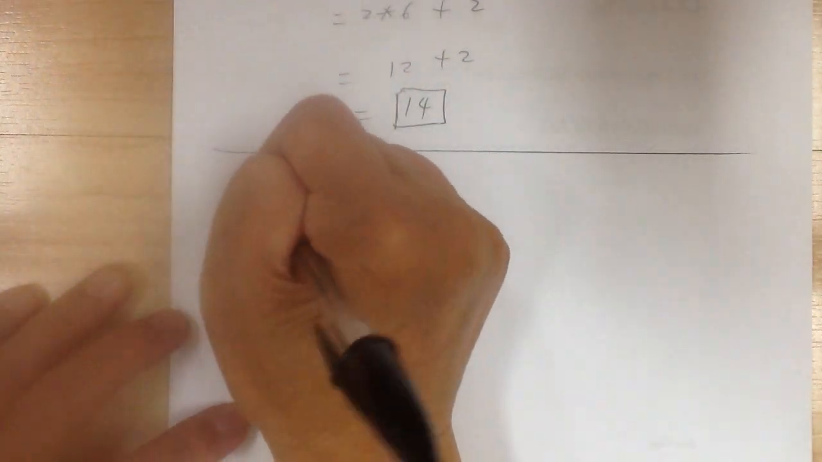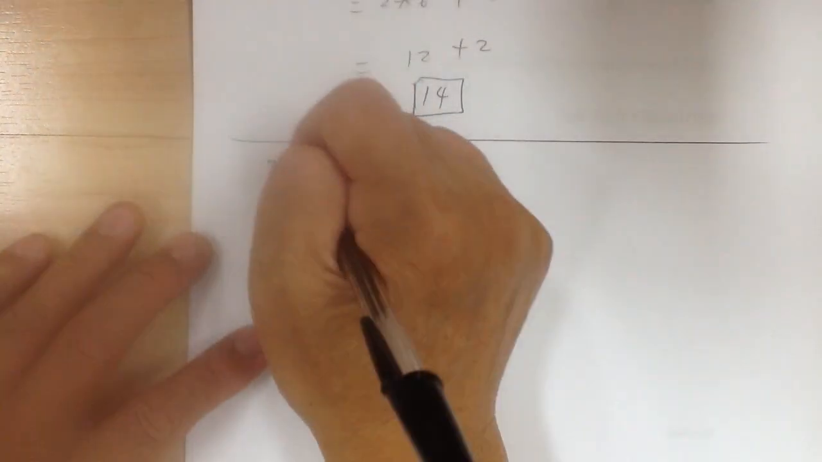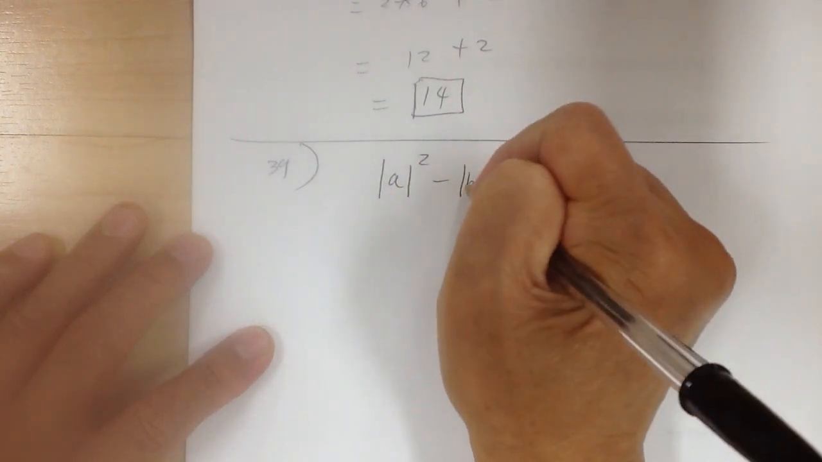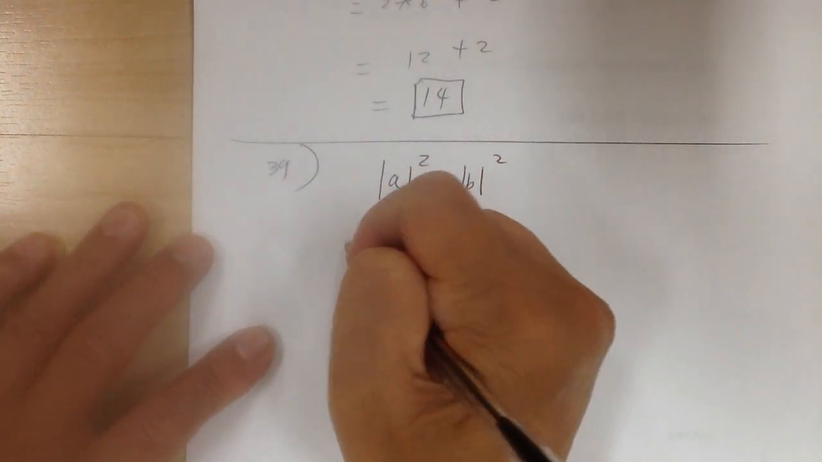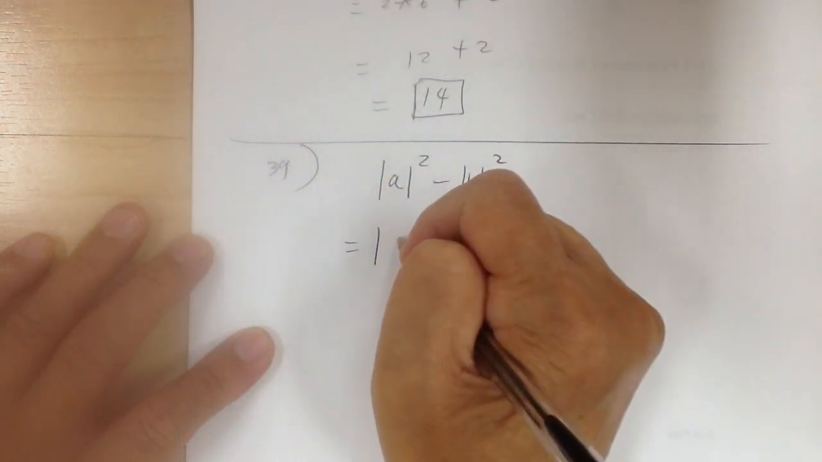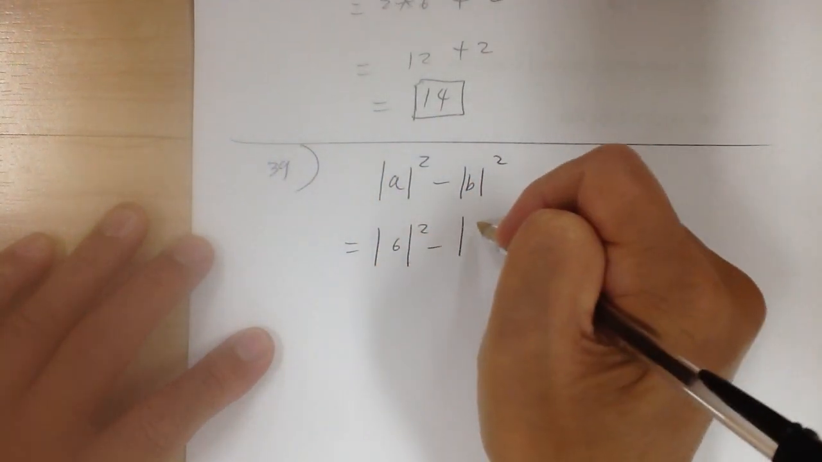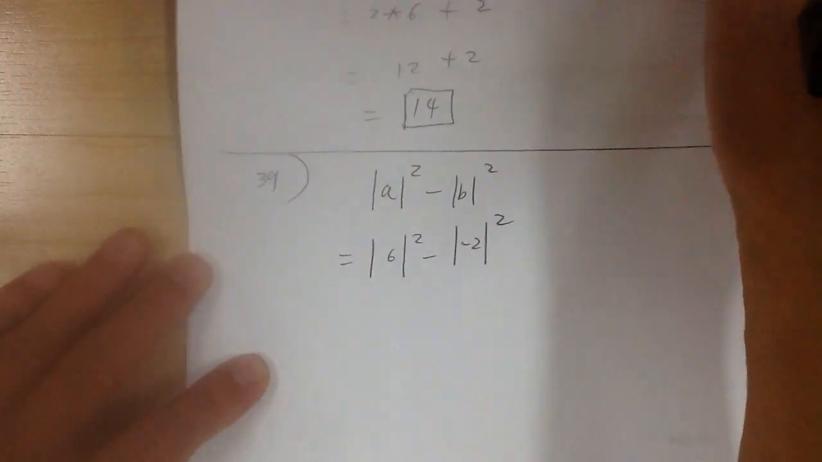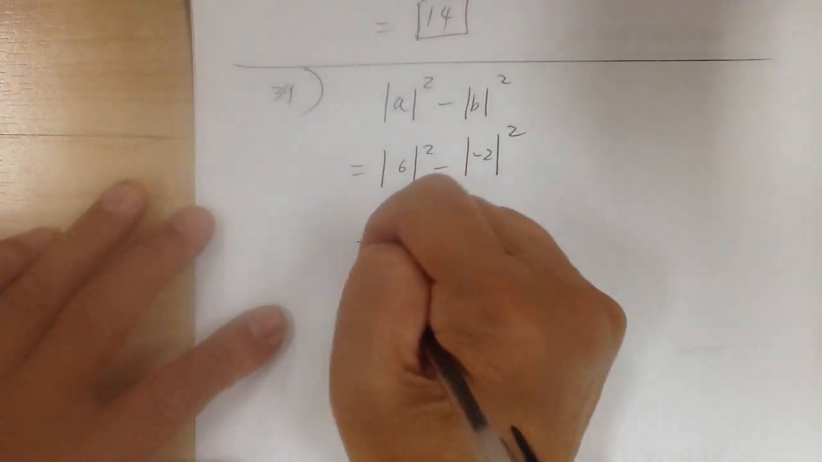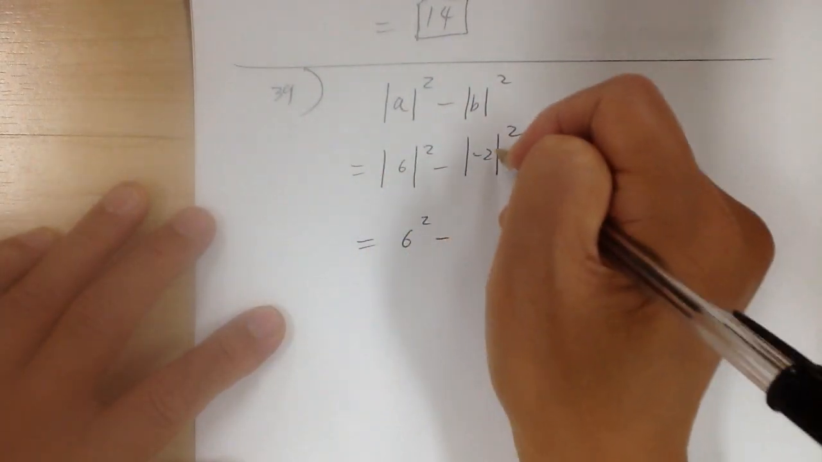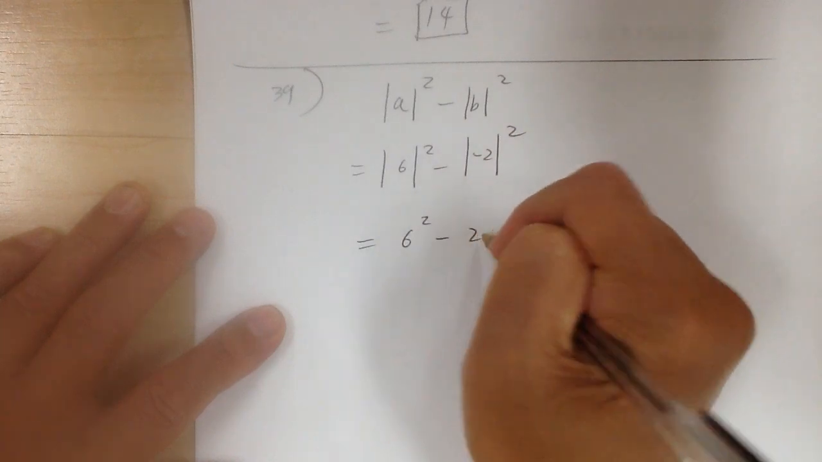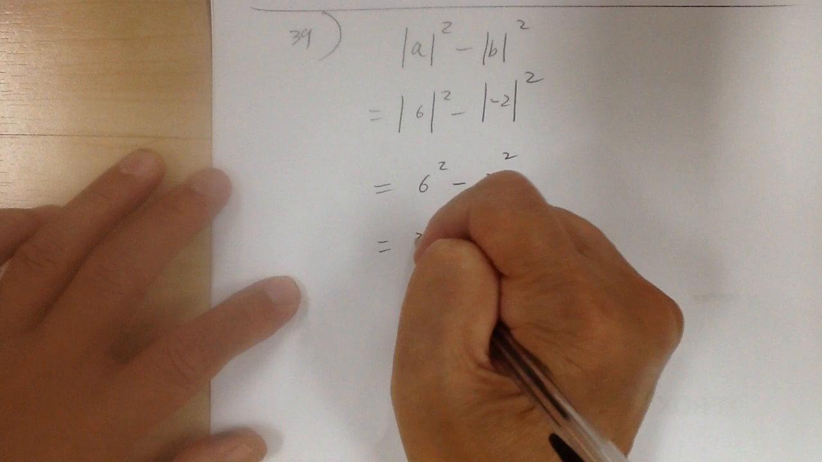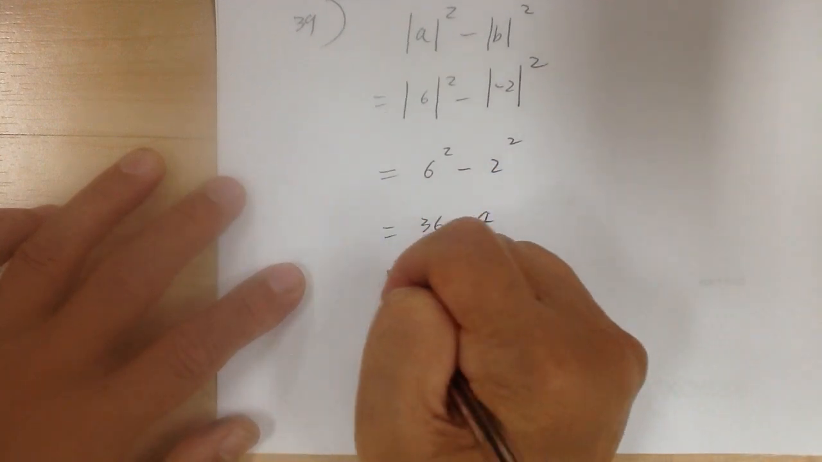Okay, number 39. You have the absolute value of a squared minus the absolute value of b squared. So substitute, a is equal to 6, b equal to negative 2. Again, you have to work out the absolute value first before you square it. So this will equal 6 squared minus, again, the absolute value of negative 2 is equal to 2. Absolute value means make it positive. So you get 36 minus 4, and you will get 32.